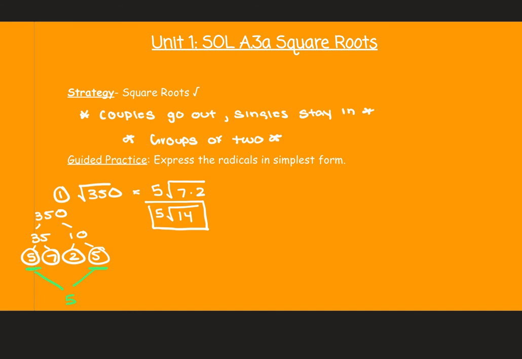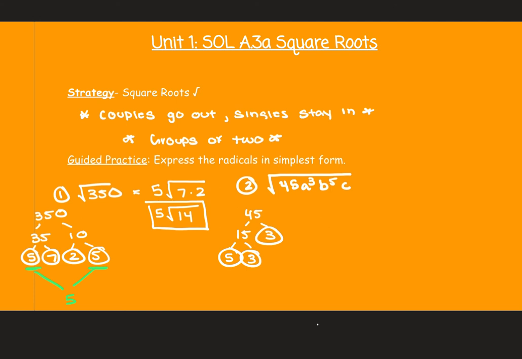The next example we're going to take a look at, for the second one, is the square root of 45 a cubed b to the fifth c. Here we have some variables and some numbers as well, so we're still going to break it down the same. I'm going to pull 45 from underneath my radical. I get 15 times 3. My 3 is a prime number, so it stays the same. And then 5 times 3 is equal to 15. So I've broken down my numbers.